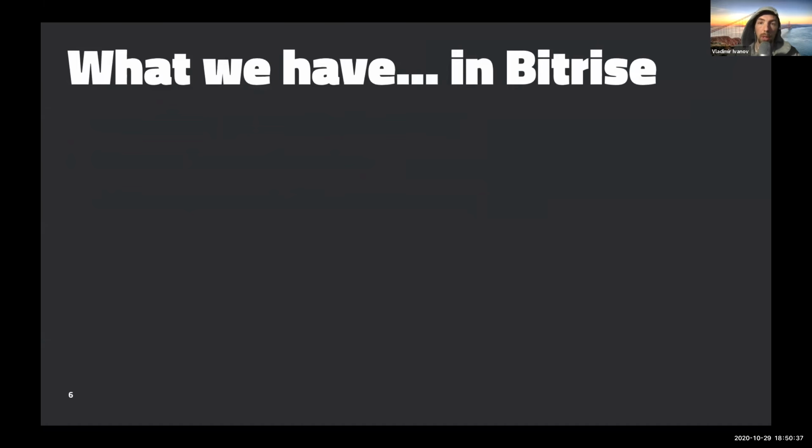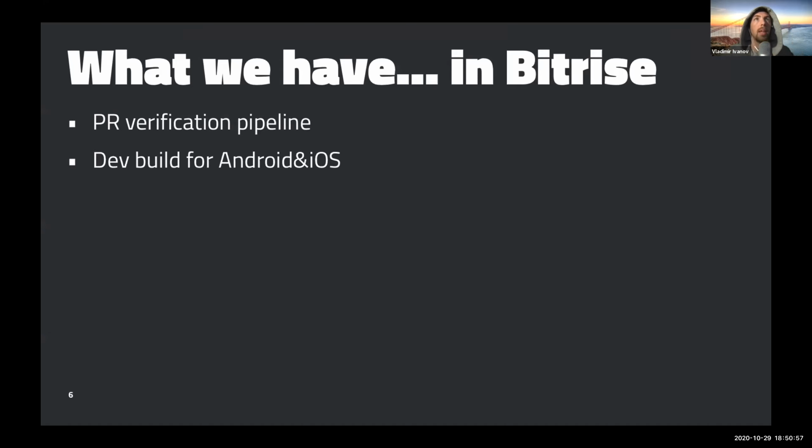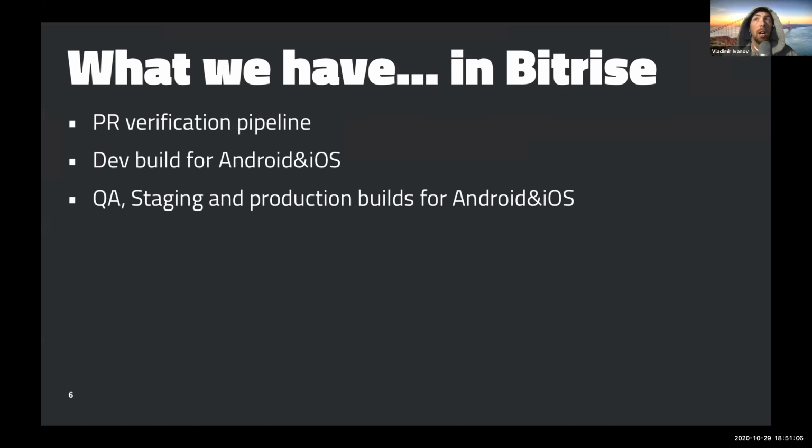This is possible because we have set up our Bitrise pipelines. So what we have right now, first of all, we have a PR verification pipeline. It runs every time somebody submits a pull request or updates the pull request. So we verify unit tests, verify static analysis, and all that stuff. Then we have the development builds, for developers and QAs to get the earlier result of the work. And also we have QA, staging and production builds for Android and iOS. So in a click of a button, we can deploy builds to any of those environments for both platforms. So that's great.